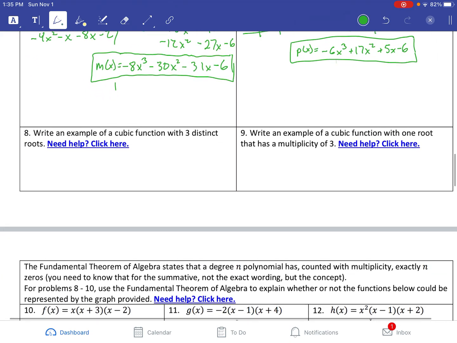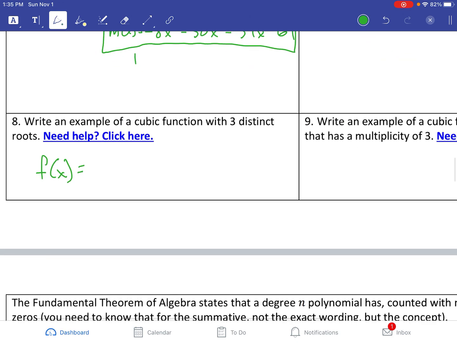All right. Number 8, write an example of a cubic function with three distinct roots. Okay, so I'm going to call our function f of x. If there are 3 distinct roots, a cubic function, again, reminder, is ax to the third power. But with 3 distinct roots, we're going to make 3 distinct factors. The numbers don't make a difference. I'm going to put minus 1, plus 2, and minus 3. There are 3 distinct roots. If you multiply those together, it'll give you x to the third. So that is a cubic function with 3 distinct roots.